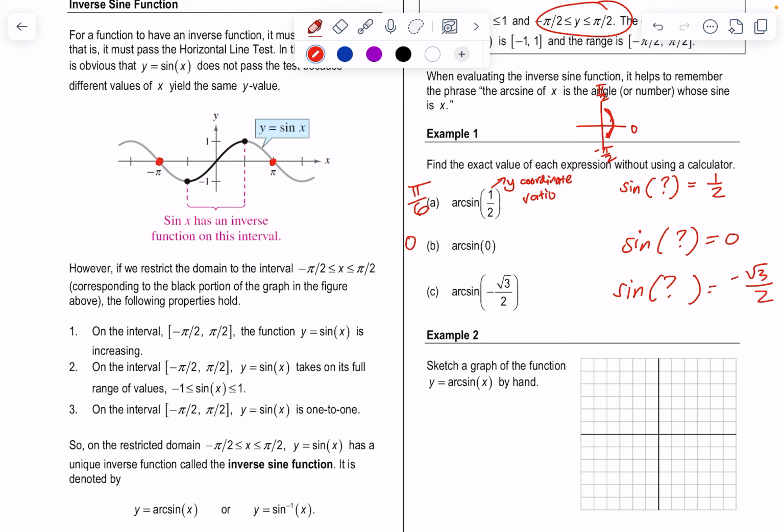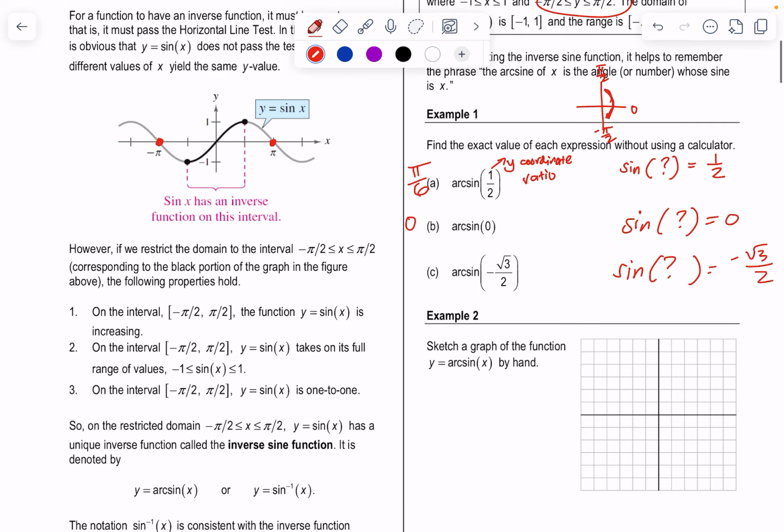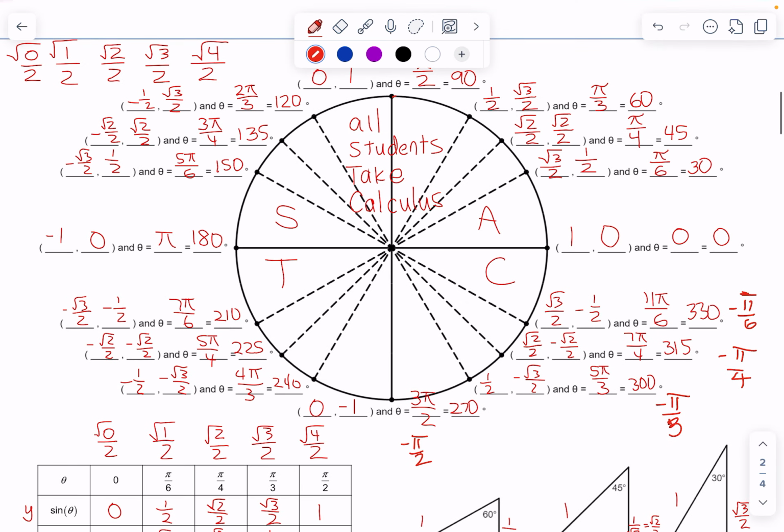Square root, negative square root of 3 over 2. So let's take a look. Now, remember, there's two of them. We have here square root of 3, negative square root of 3 over 2. I also have a negative square root of 3 over 2 in here.